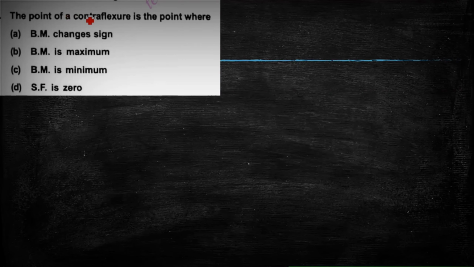So next question we have, the point of contraflexure is a point where option A, bending moment changes sign, option B, bending moment is maximum, option C, bending moment is minimum, option D, shear force is 0. So option A, that is bending moment changes sign, is the correct option.